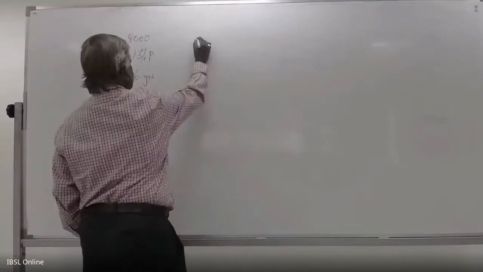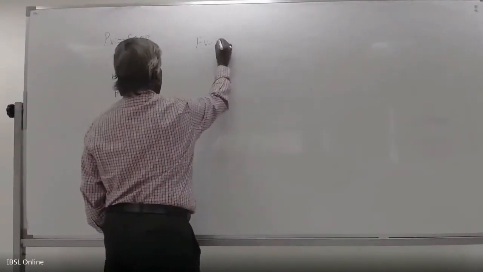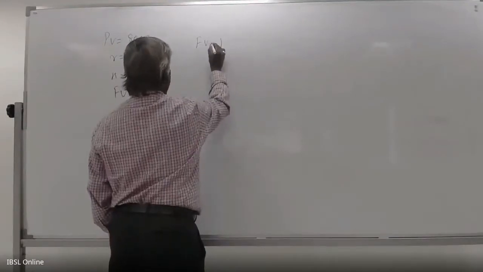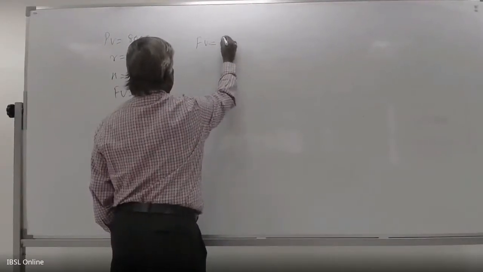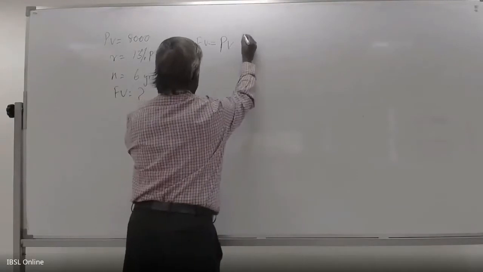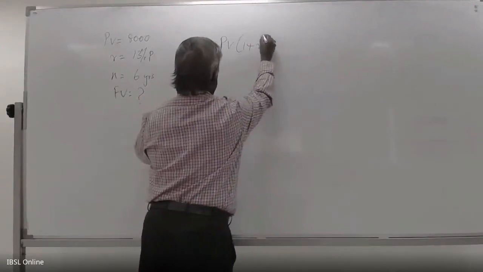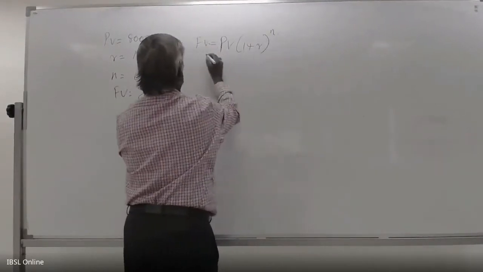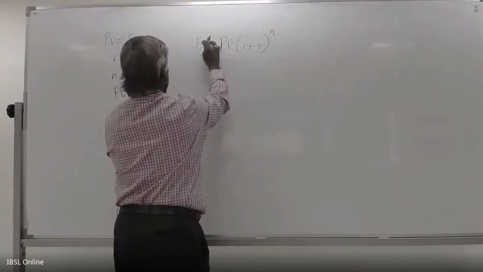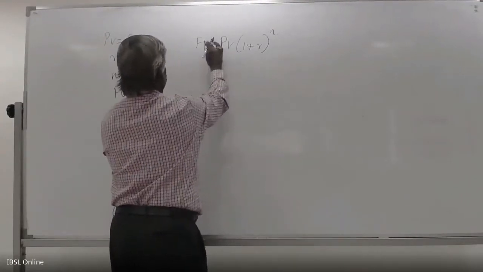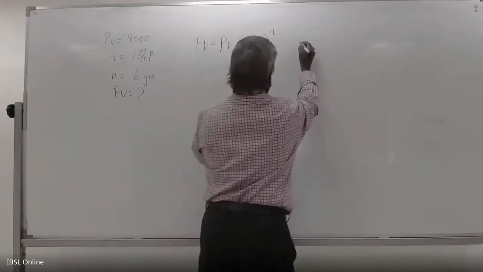Future value is equal to our formula, the compounding formula, PV into (1 plus R) to the power n. This is the compounding formula.